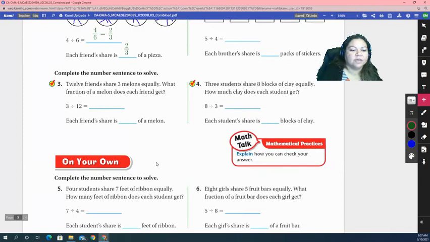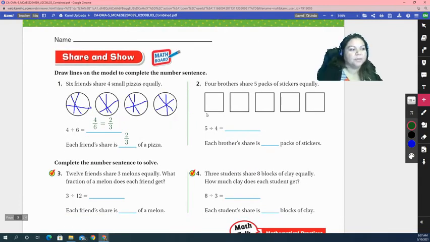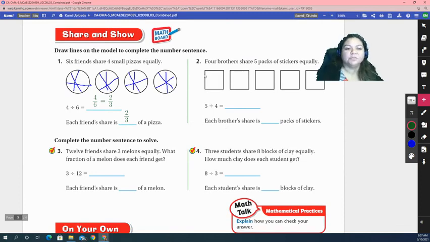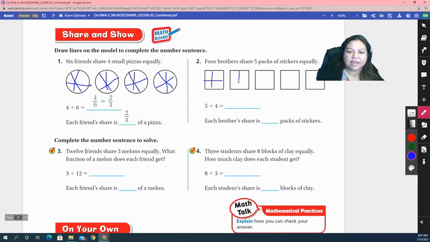Okay, so let's go ahead and do number 2 and number 3. So we have 4 brothers share 5 packs of stickers equally. So we draw our stickers 1, 2, 3, 4, 5, and it's 4 friends. That means that I'm going to split each pack by 4 equally so that I can figure out how much each brother will get. So I'm splitting the 5 packs by 4. Basically I'm dividing 5 divided by 4, right?